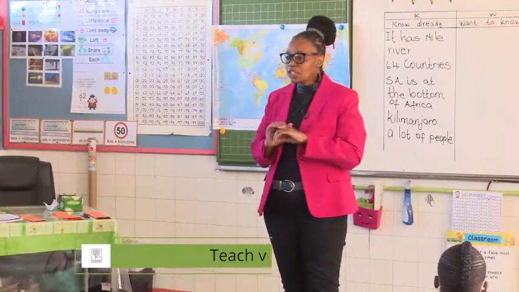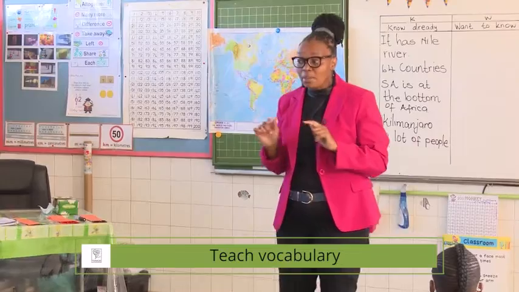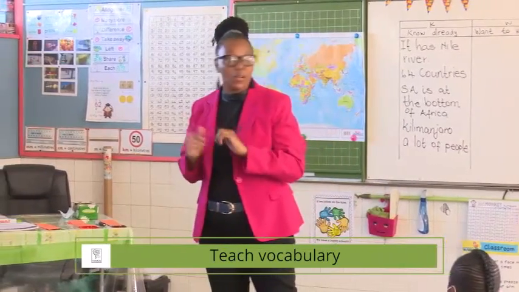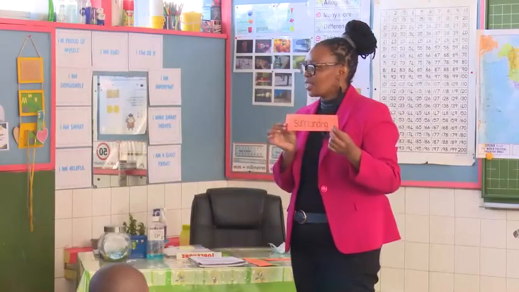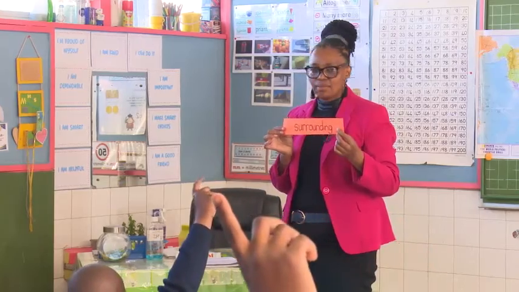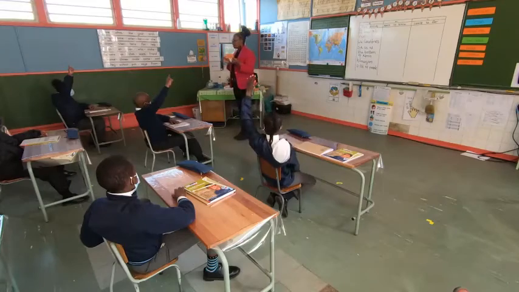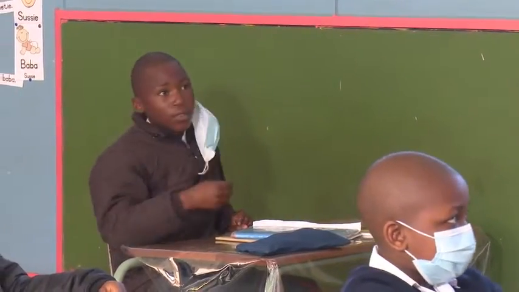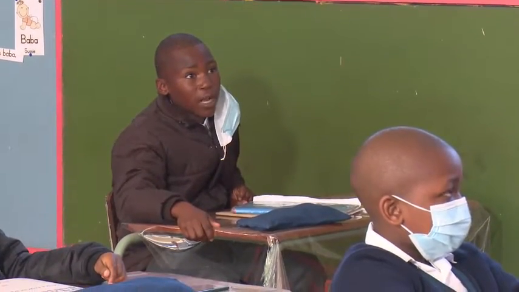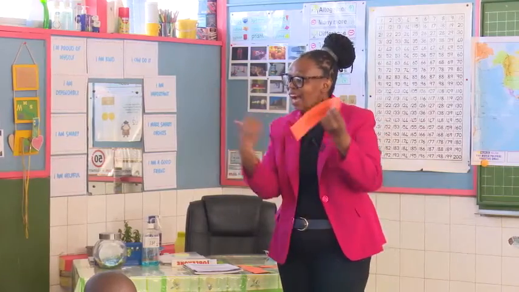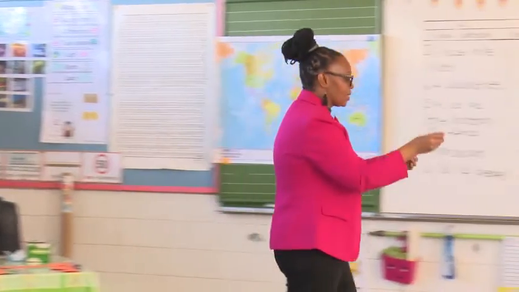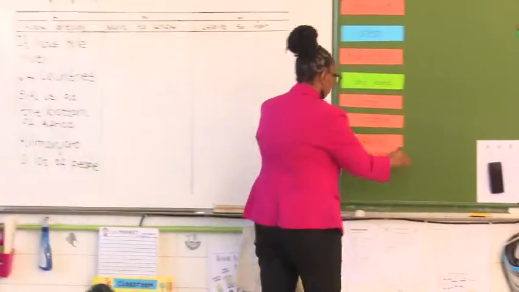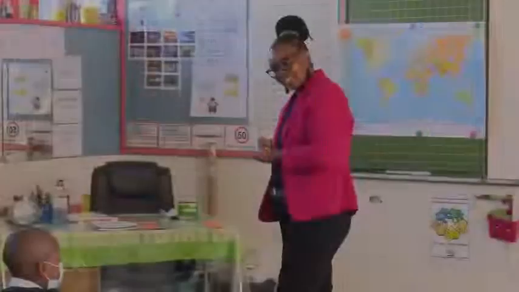Now, I'm going to teach you some new vocabulary. Vocabulary is the words that we are going to learn. Okay, who knows what surrounding means? Yes, Tabang? Surrounding is all around. Yes, all around us. Right. Surrounding, it's around us, all around us. Well done, boys and girls.